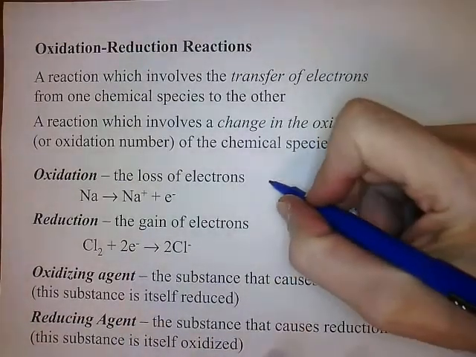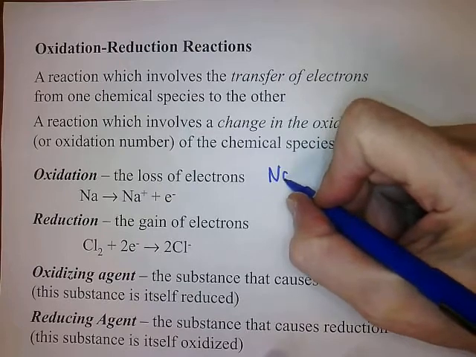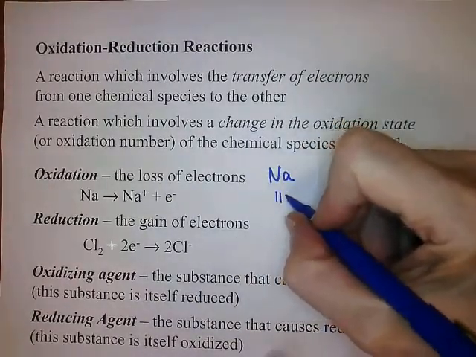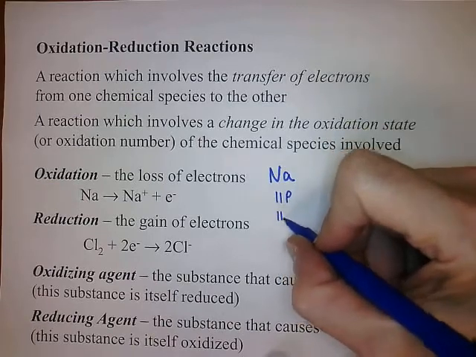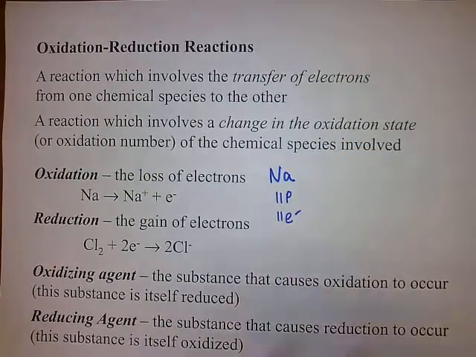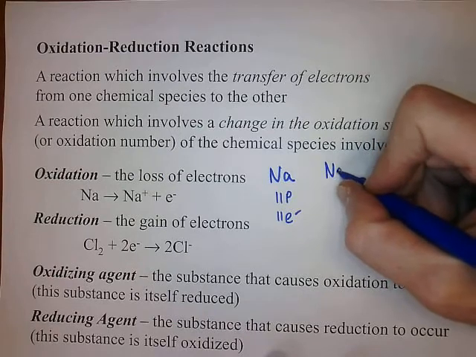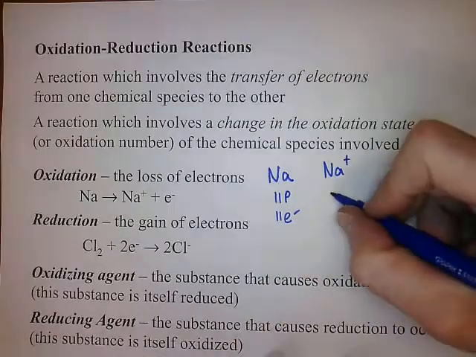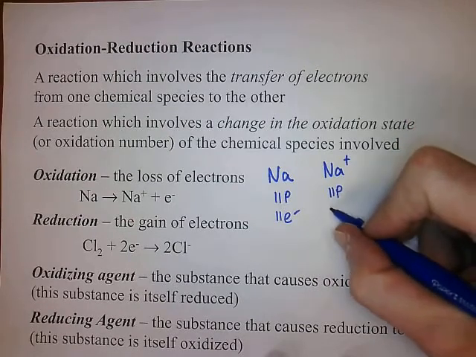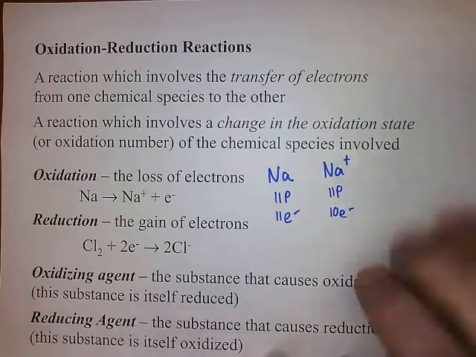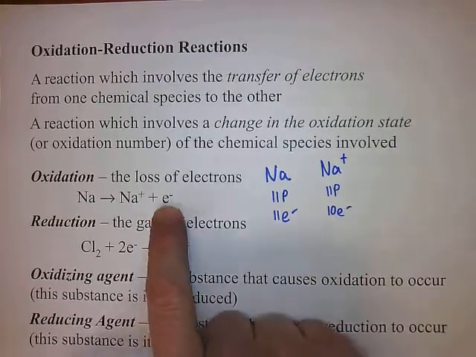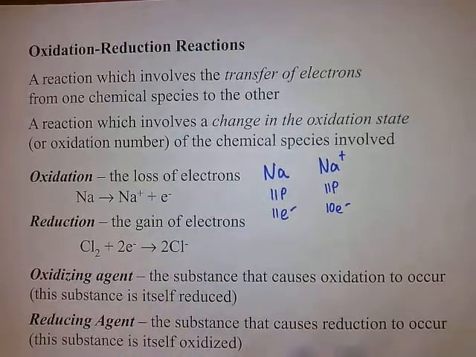For example, your sodium atom has atomic number 11, so it's 11 protons and 11 electrons, but the sodium ion is formed by the loss of one of those electrons. So it has 11 protons but only 10 electrons, and that's why it carries the positive charge, but that's the loss of electrons. All right?